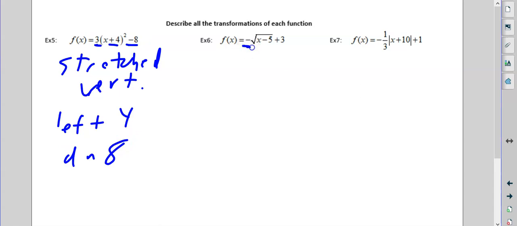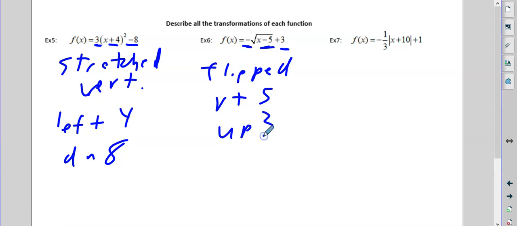All right, here's my negative. So right off the bat, we know that's flipped. Inside lies, so right 5. And +3 means up 3.